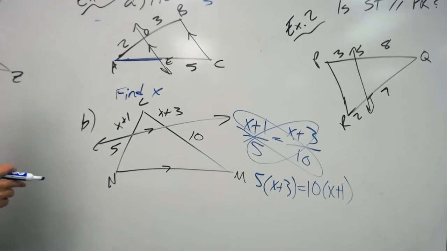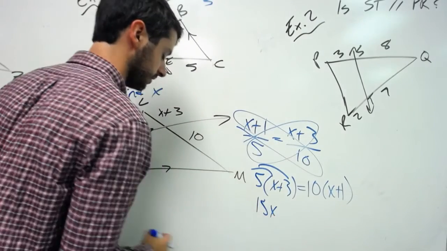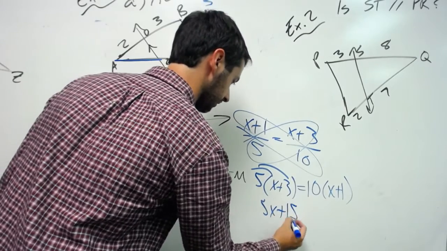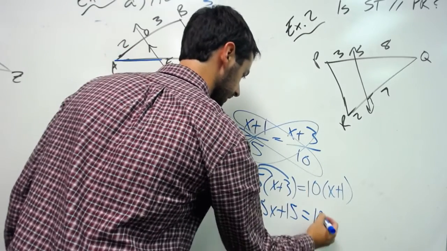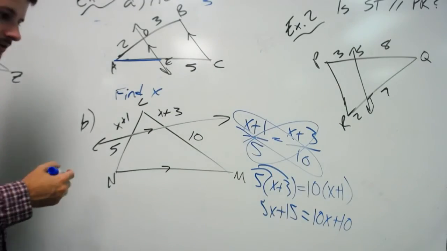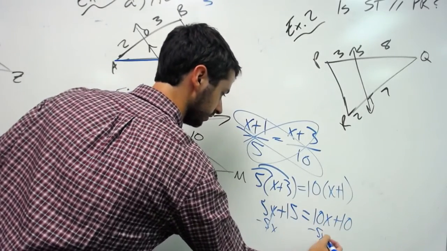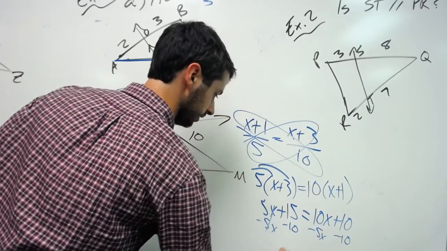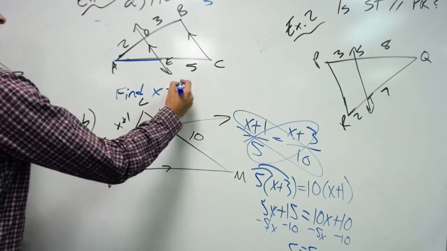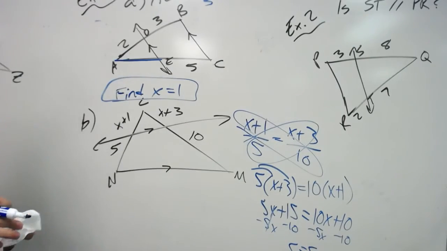We distribute: 5x plus 15 equals 10x plus 10. Combine like terms, subtract 5x, subtract 10, and we get 5 equals 5x, therefore x equals 1. And so we found x, but that is all from the triangle proportionality theorem.